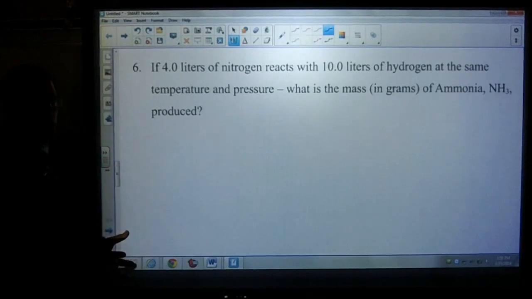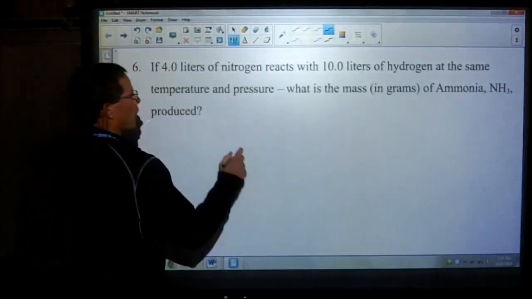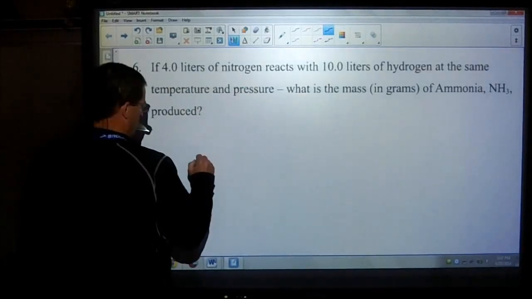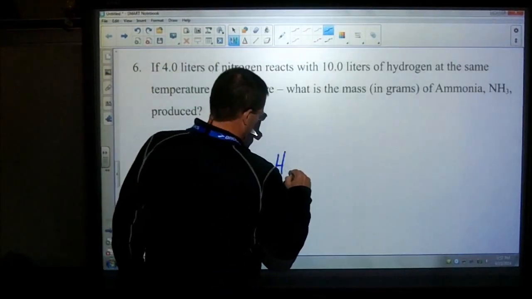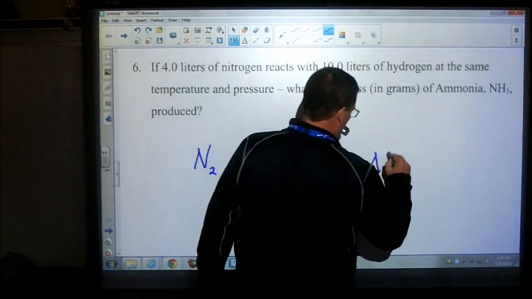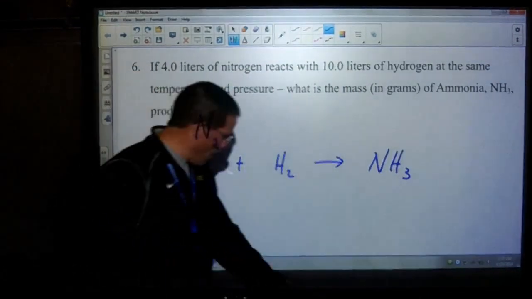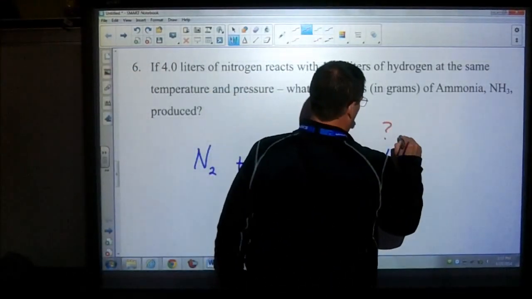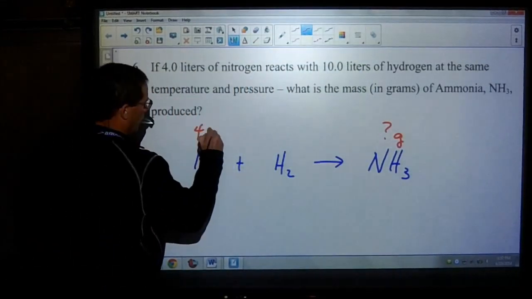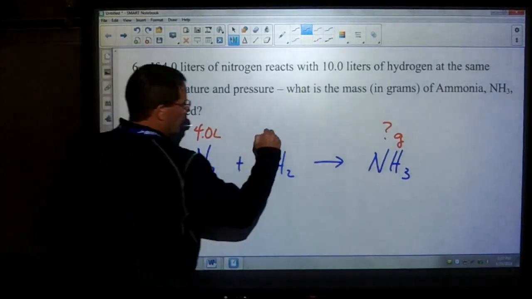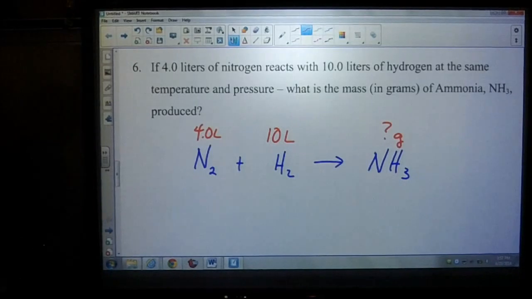So we know it's stoichiometry because we have nitrogen, hydrogen, and ammonia. So let's write that down. So we have 4 liters of nitrogen reacts with 10 liters of hydrogen, and it forms ammonia, NH3. Okay? And the question wants to know what is the mass in grams of that. And we have 4 liters of this, and we also have 10 liters of that. Okay? So here's my question.